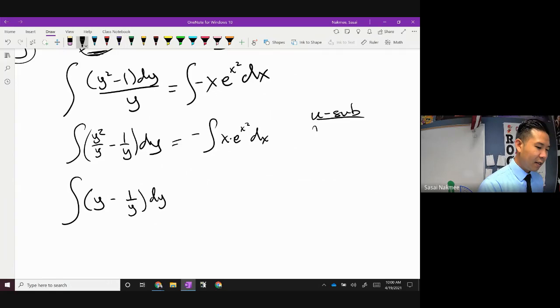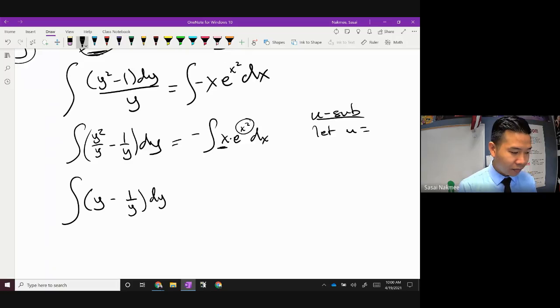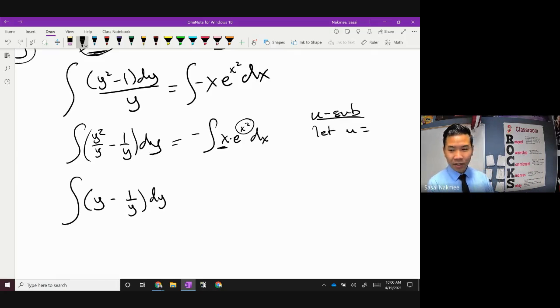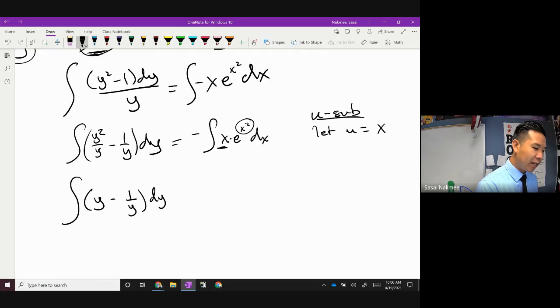and I'm going to let u equal to, and I'm going to look at this right here. Doesn't x look like it's a derivative of x squared? I think x does look like it's a derivative of x squared, right? It's a factor of the derivative of that. It's a form of it. So I'm going to let u equal to the non-derivative form of that, which is going to be x squared. I'm going to let u equal to x squared.